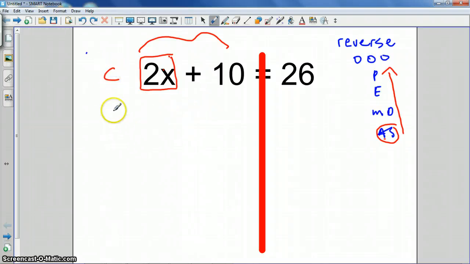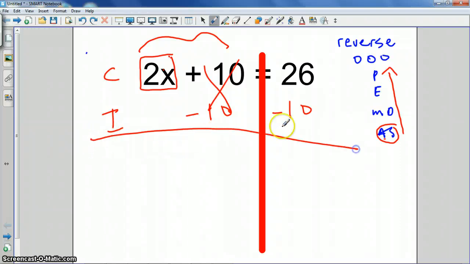So we're going to copy our problem. We show our inverse, and that would be subtracting 10. And remember, we need to balance our equation, so we're going to subtract 10 from this side as well. Positive 10 plus negative 10 makes 0, so that goes away, just like we talked about in class. And then we're left with 2x over here, so that's different. And then 26 minus 10, or 26 plus negative 10, is 16.